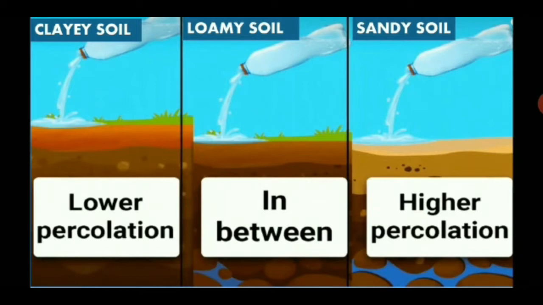So from this observation we can be clear that sandy soil's water holding capacity is low, so here percolation is high, whereas in the case of clay soil percolation is low because the water holding capacity of clay soil is very good, so they allow water to pass through them very slowly.